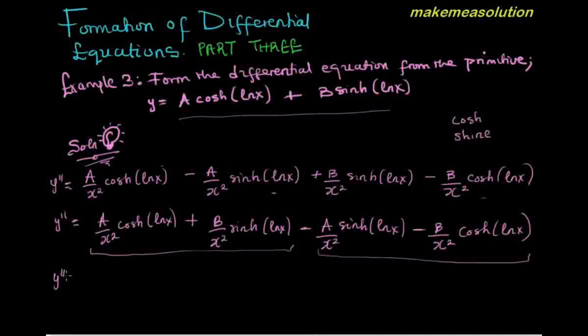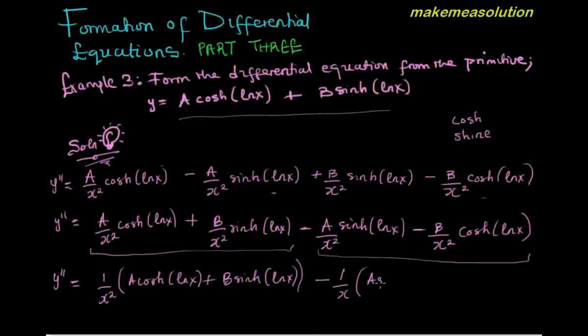So for this first part, this is what I'm going to do. I'm going to factor out 1 over x squared, is that okay? And I'm going to be left with a cos ln x plus b sine ln x, is that okay for the first part? Then for this second part, to make it look like our y prime, I'm just going to factor out minus 1 over x, and I'm going to be left with a over x sine ln x plus b over x cos ln x.